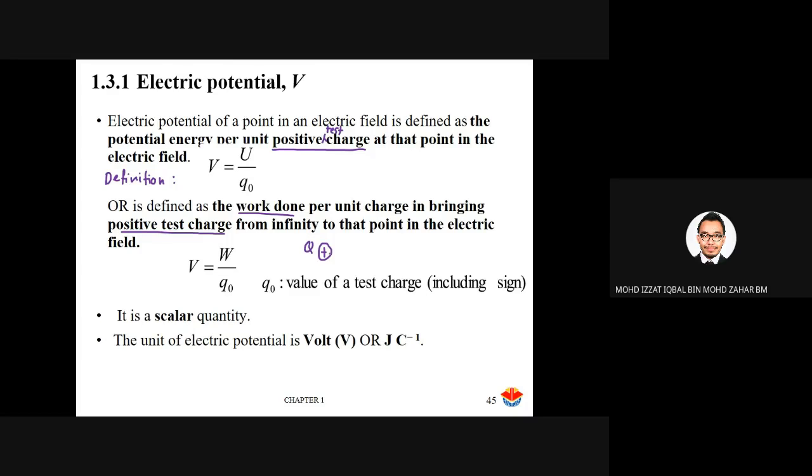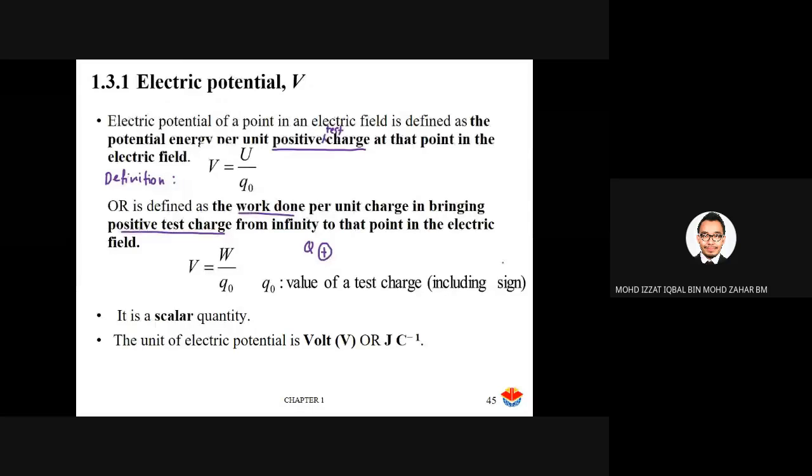Okay, this charge Q is in an isolated system. It is by itself, there is nothing else there. And then if you look at the definition, it's the work done in bringing a positive test charge from infinity to that point in the electric field.